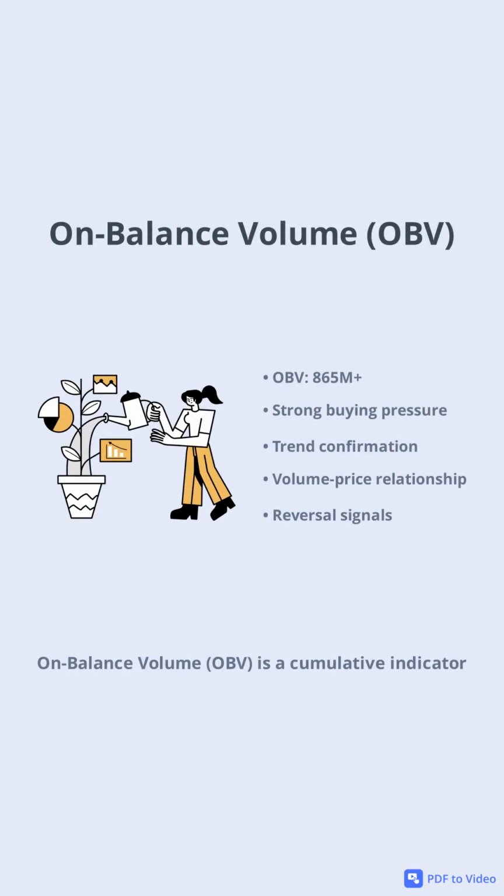On-balance volume, OBV, is a cumulative indicator that uses volume flow to predict price changes. DJT's OBV stands at a massive 865,303,662, reflecting strong buying pressure.